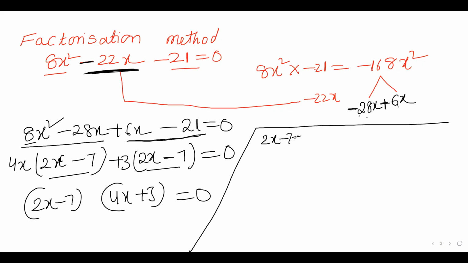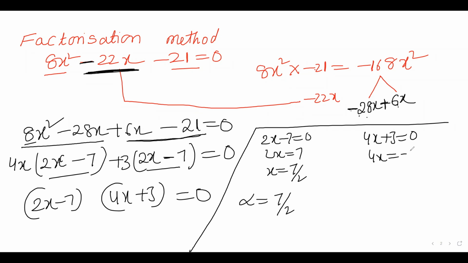2x minus 7 is equal to 0. 2x is equal to 7. X is equal to 7 by 2. Alpha is 7 by 2. 4x plus 3 is equal to 0. 4x is equal to minus 3. X is equal to minus 3 by 4. So beta is minus 3 by 4. So now let us go to formula method.